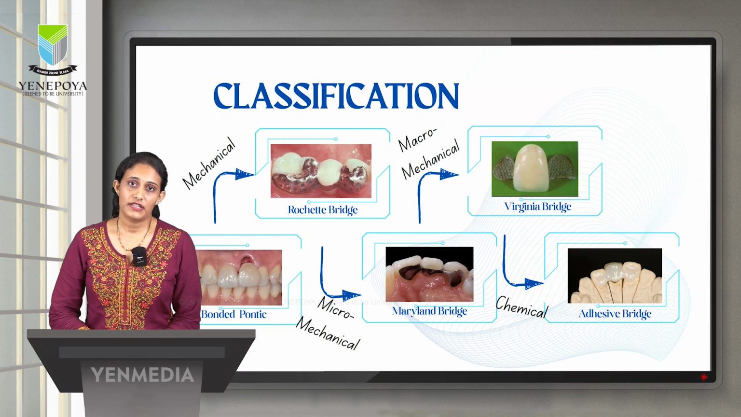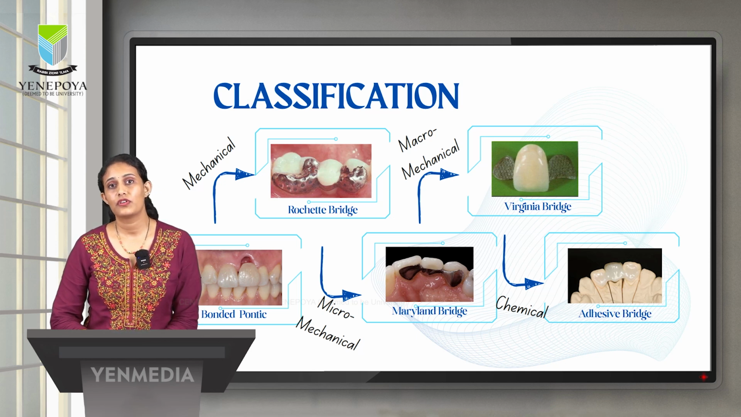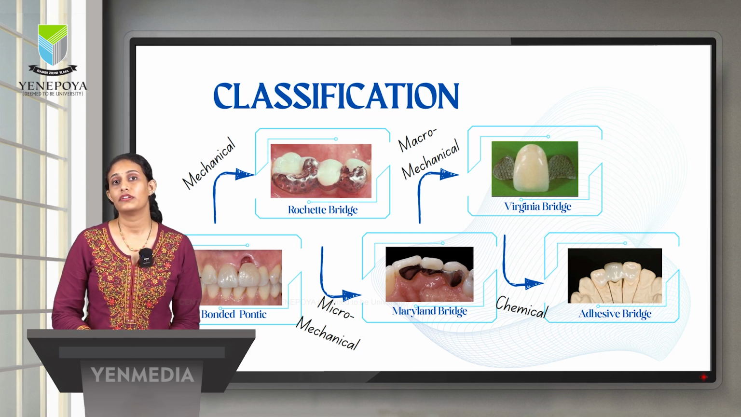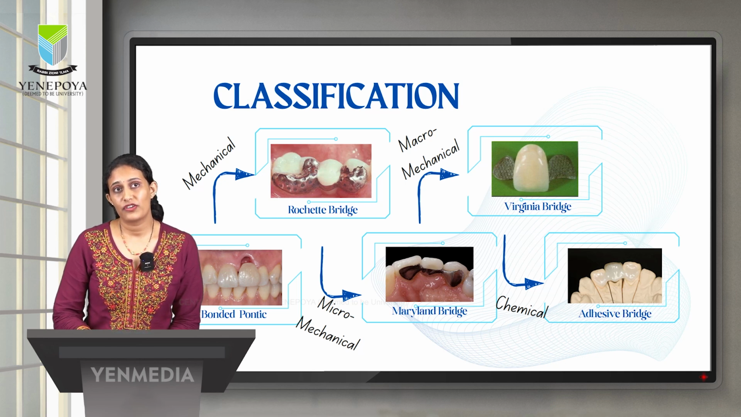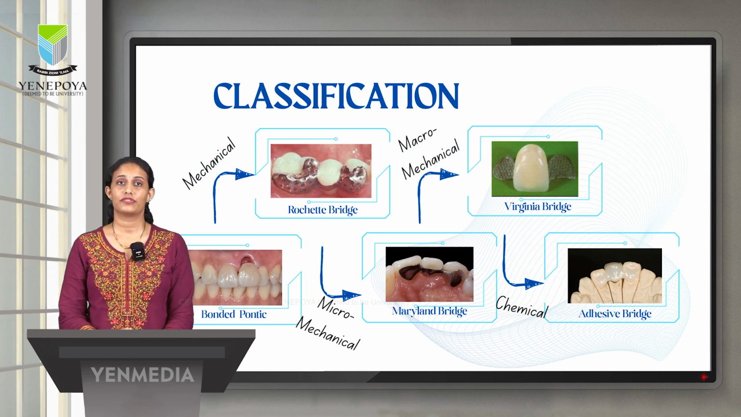Now to classify resin bonded bridges, you can either classify them based on the materials used or the type of adhesion, or the bonding that the resin bonded bridge does to the tooth. So we have the mechanical retention, the micromechanical retention, macromechanical retention and the chemical adhesion.